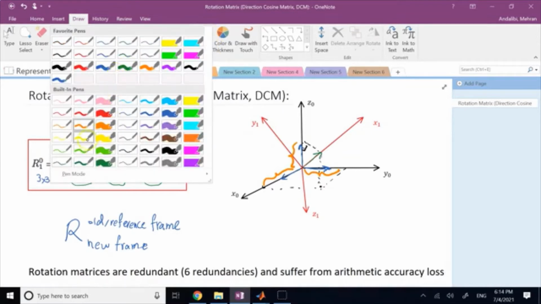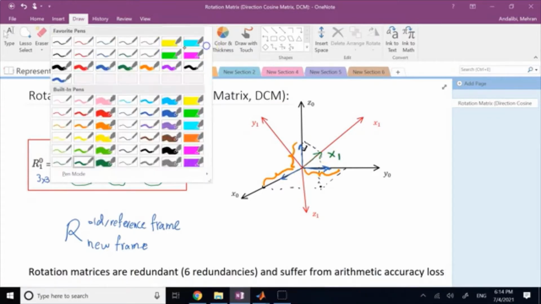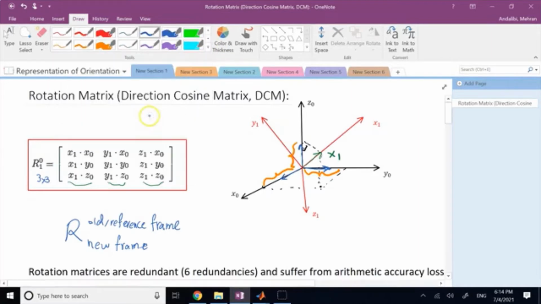And that's how you do it in physics or any other course, right? So if I ask you to decompose this x1 along the x naught, y naught, and z naught, that's how you do it.